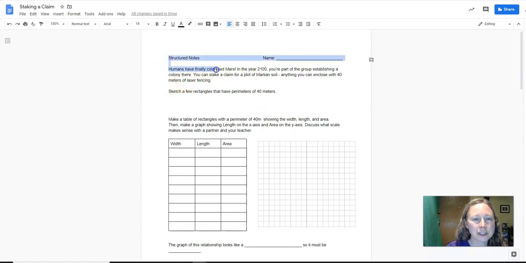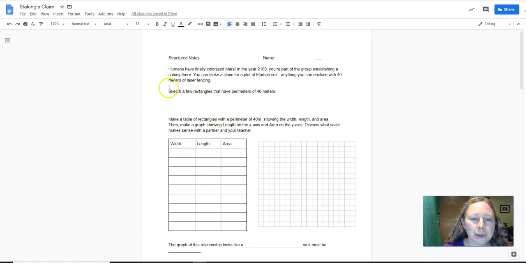So in this situation, humans have finally colonized Mars. I took this from, by the way, Connected Math Project, the volume called Frogs, Fleas, and Painted Cubes. It's just adapted slightly, but I wanted to give credit where credit's due. So in the year 2100, let's say you're part of a group establishing a colony there, and you can stake a claim for a plot of Martian soil, anything you can enclose with 40 meters of laser fencing.